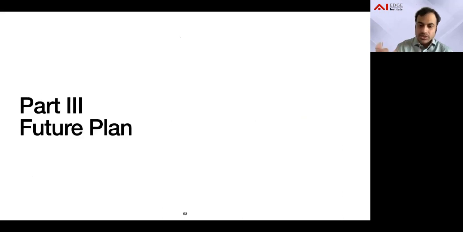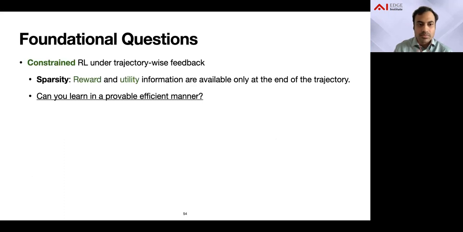Instead, I'm going to talk about some future work. In the future work, I can see some foundational questions as well as some on the application front. First, a foundational question for constrained RL. What we have shown is the CMDP setup, where you take an action at a given state, and you get a reward and utility. But that might not be a good model.